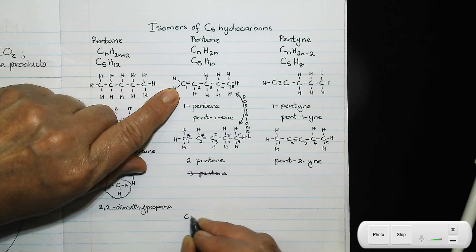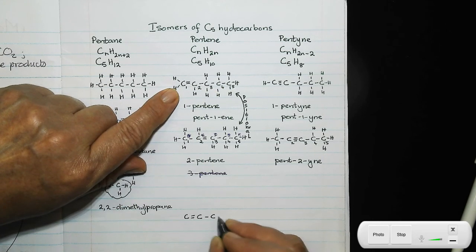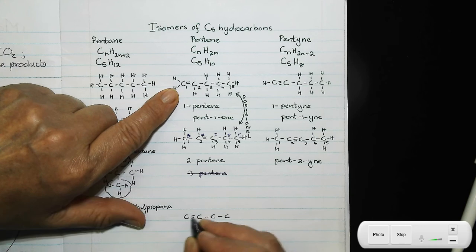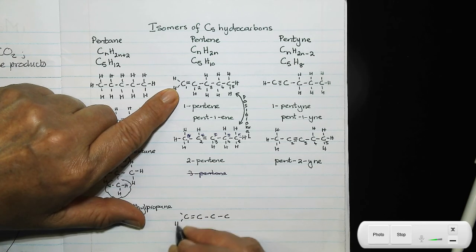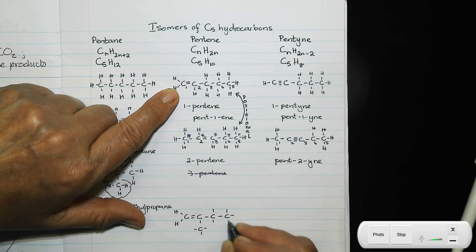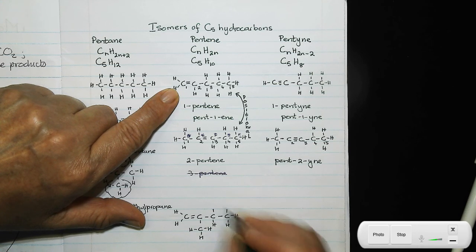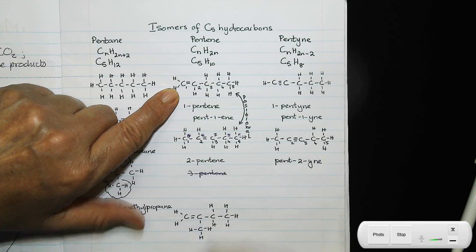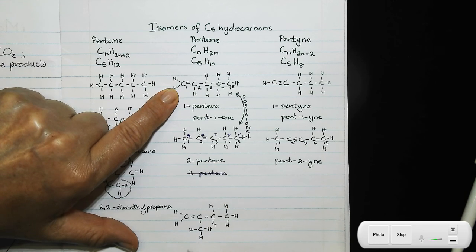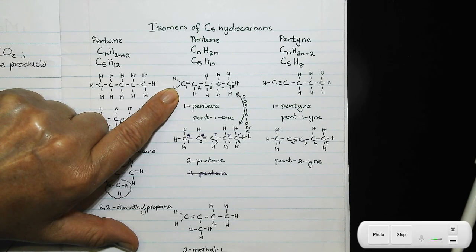To form a chain isomer of pentene, we need to move one of the carbons from the longest chain to form a side chain. So this one would be, if I add the methyl group there, 2-methyl-1-butene.